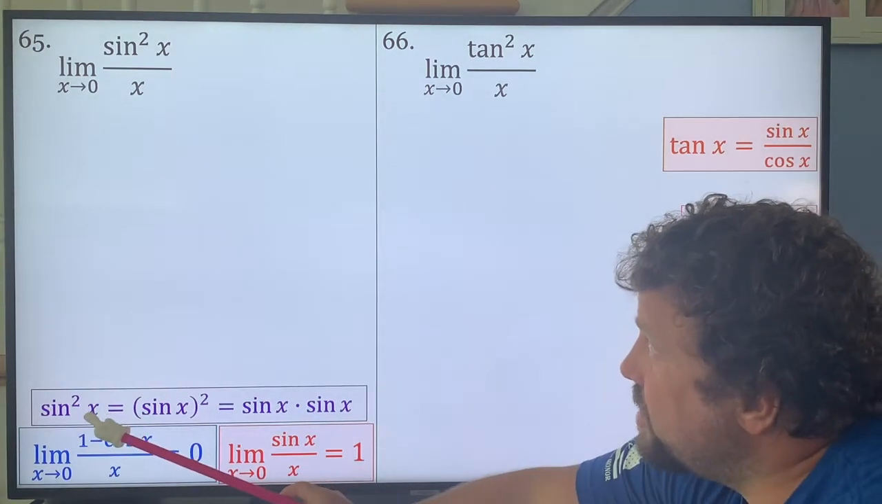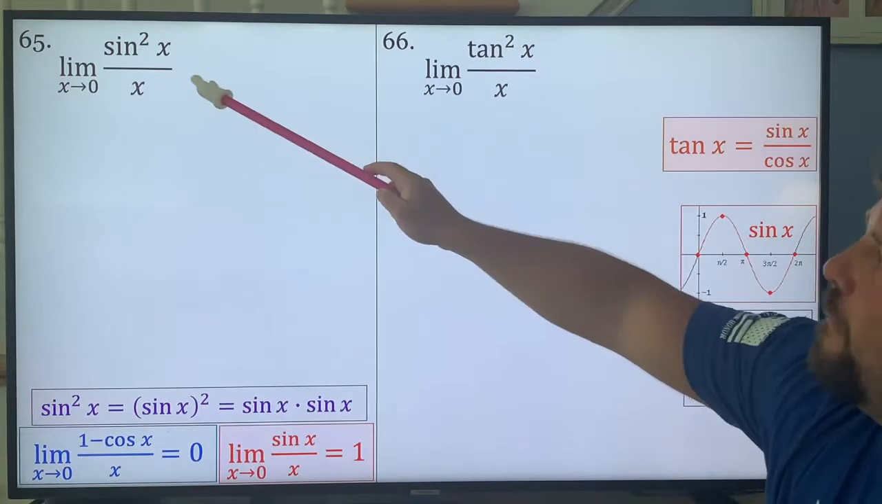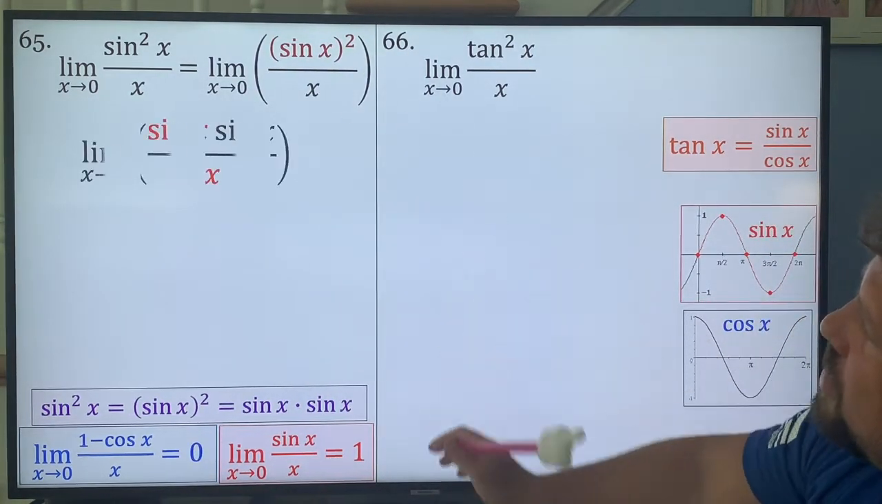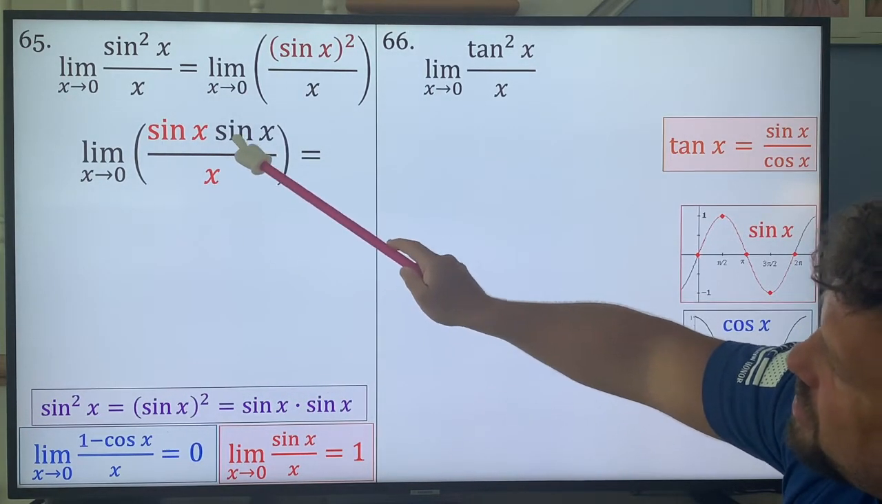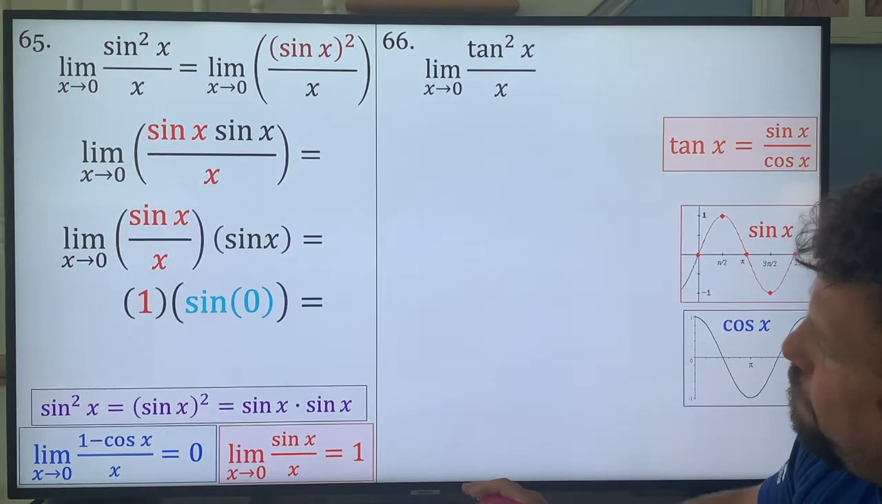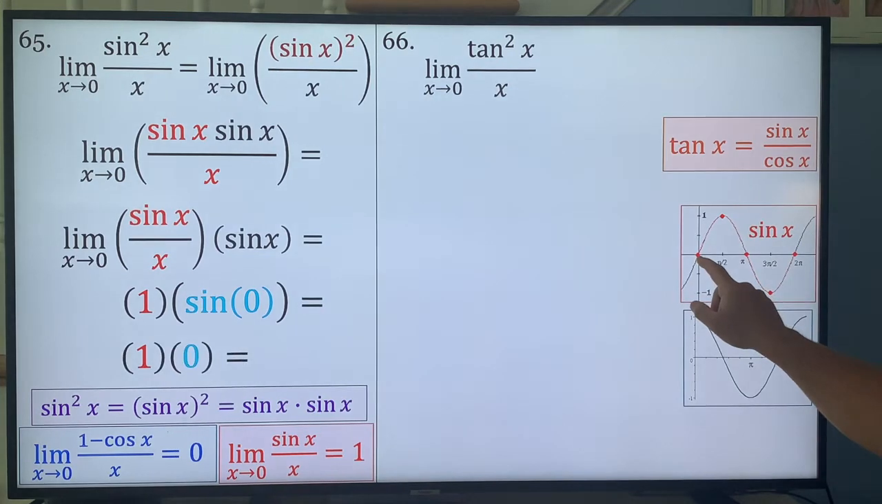Remember what I told you. Sine squared x equals sine x times sine x. So, boom. Split that up. That's the same as sine x squared over x, which is sine x over x, times sine x. Sine x over x is 1. What is sine of 0? Here's your sine curve. 0 is right here. Sine of 0 is 0.